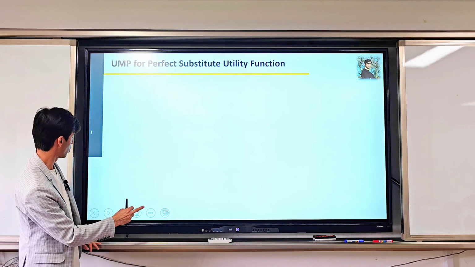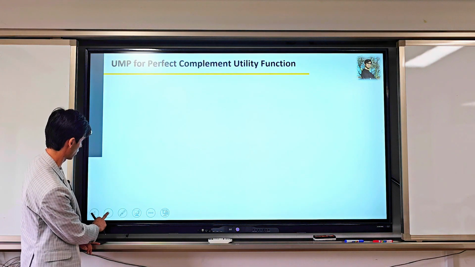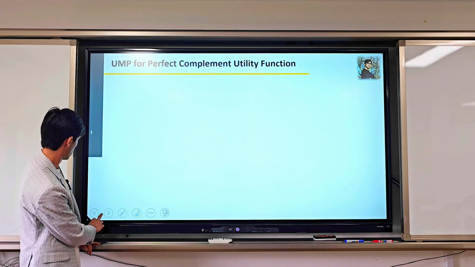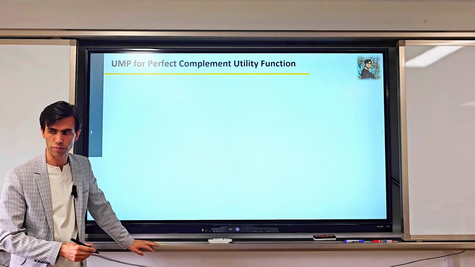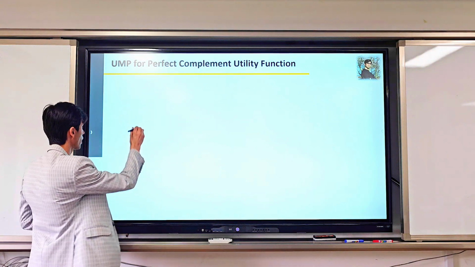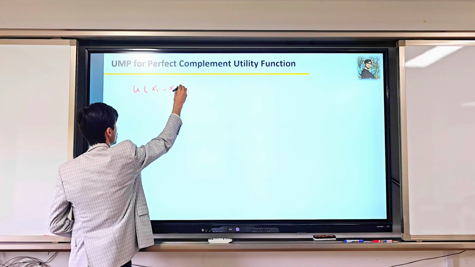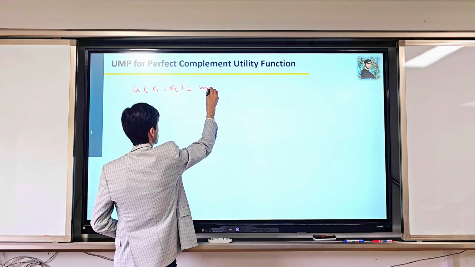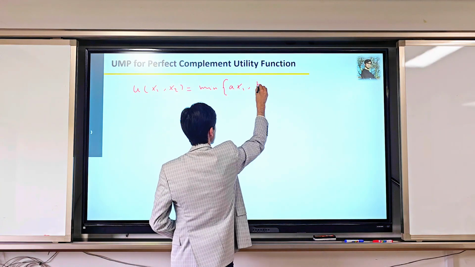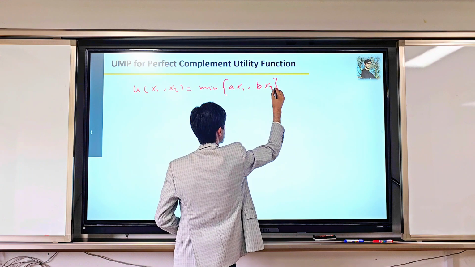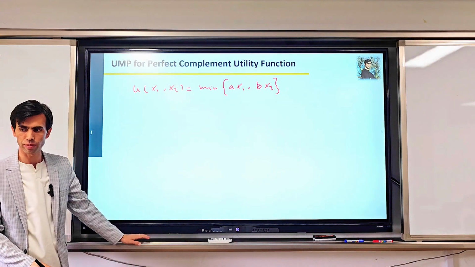But the third one, we already made a question for that. So the third one is utility maximization for perfect complement. If we have a utility function u(x1, x2) as a min function, min of ax1, bx2, this function is not differentiable at all.